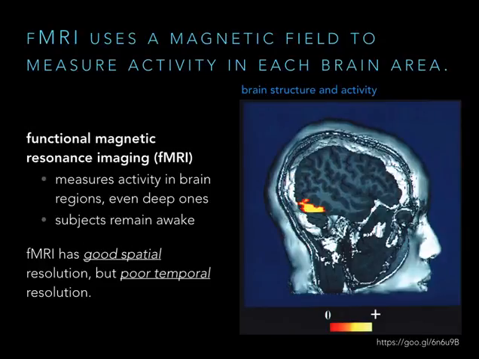fMRI, functional magnetic resonance imaging. This is going to measure brain activity in deep brain regions or those on the surface. You can do this while subjects are awake, just like EEG. So you don't have to kill anybody, which is nice. People usually don't like that.